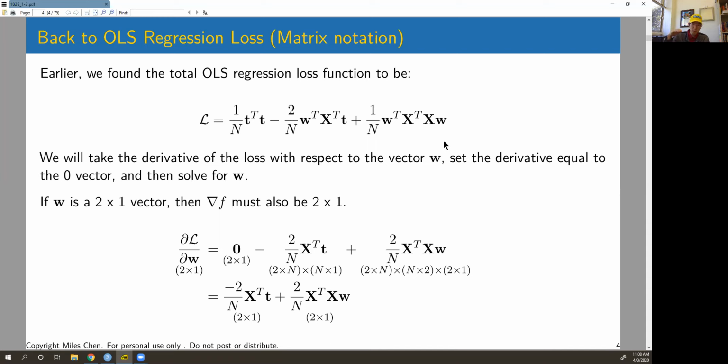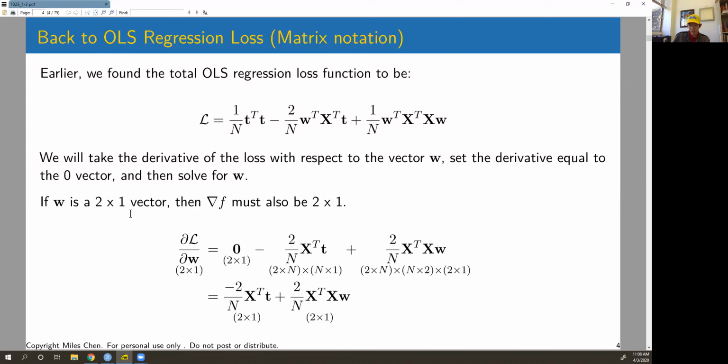We're going to set that gradient equal to 0 and then solve for W, okay? On Wednesday, or I think in 100B, you guys had to do this with partial derivatives. Today we are going to do it in matrix notation. Here we are going to take the gradient of this loss function with respect to our vector W, okay? The loss function is a scalar.